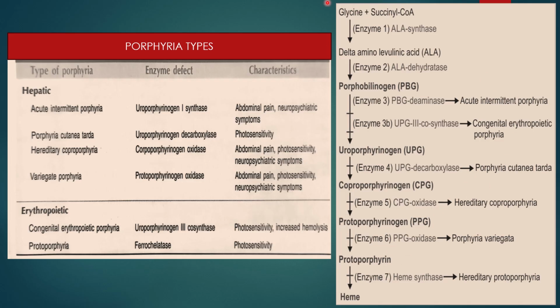So this is the heme synthetic pathway. The enzymes concerned with the pathway, and there can be various defects depending upon the type of enzyme that is deficient or defective. It starts from the first step, glycine and succinyl coenzyme A, which is converted into ALA, and the enzyme is ALA synthase.